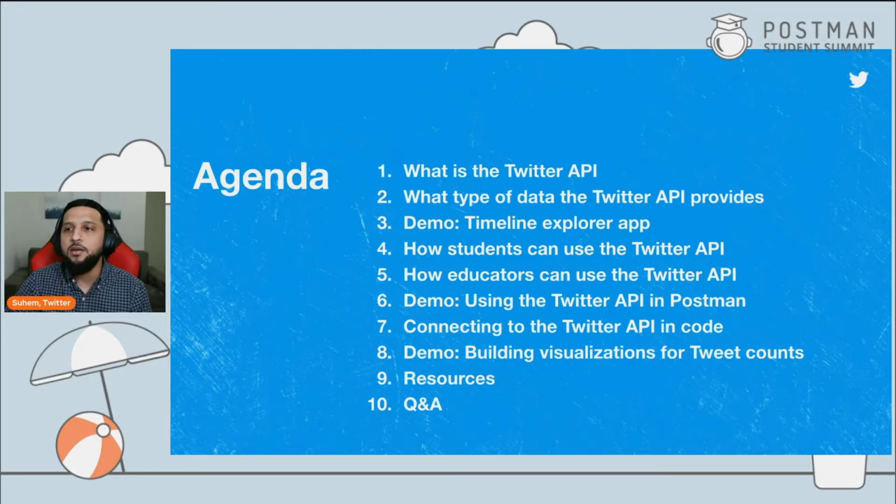Then we'll take a look at a few sample apps that are built with the Twitter API. Then we'll get into how students can use the Twitter API for their research, and also how educators can incorporate the Twitter API in their classroom for various purposes. Towards the end, we'll look at a demo of how to use the Twitter APIs in Postman, and also how to connect in code. And then finally, we'll get into resources and Q&A at the end.